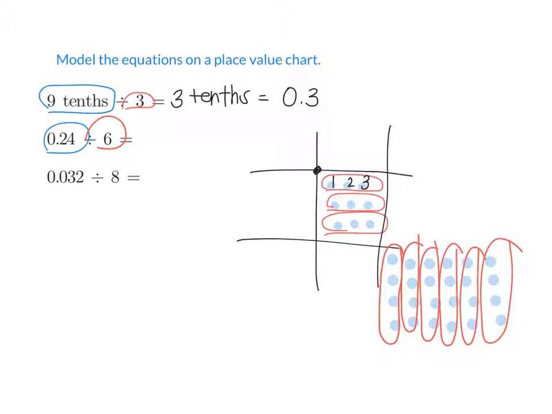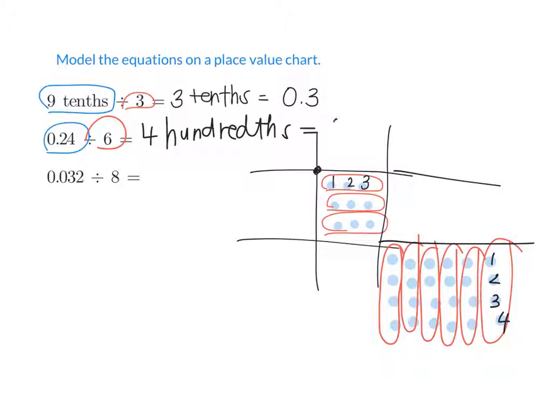Because I did 6 groups across, it made it really easy to know that each of those columns was 1 group. Now to find my quotient, I just have to count how many are in each group. 1, 2, 3, 4. There are 4. And what place value position is it in? The hundredths. So my answer is 4 hundredths. Of course, in standard form, it's 0.04.